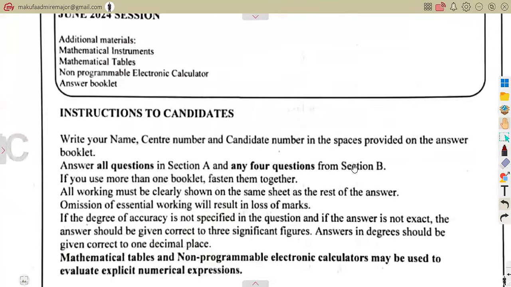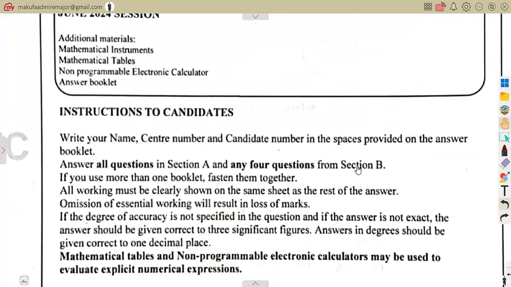All right, guys, we are going to consider this is our question paper that we wrote in our June 2024 exam, which is our paper 2 for mathematics. So I want us to go through this question paper, guys. Let us understand the questions, how they are given, read your instructions, as I always say.